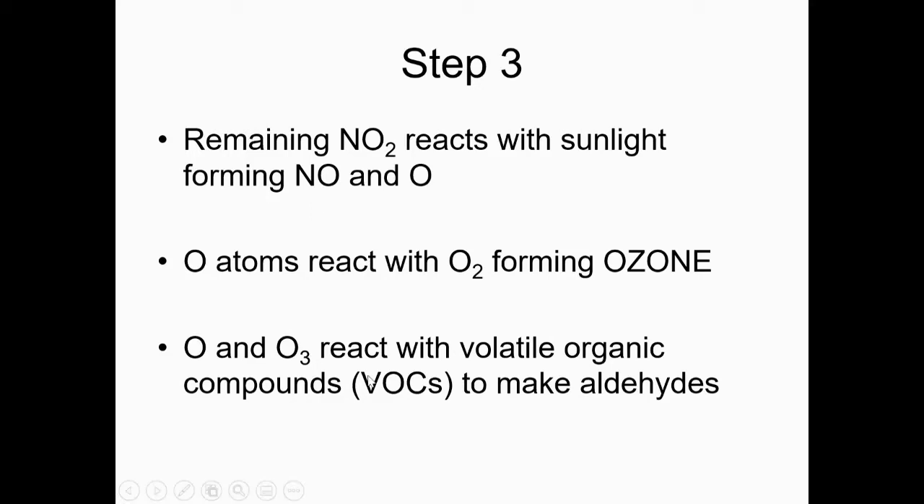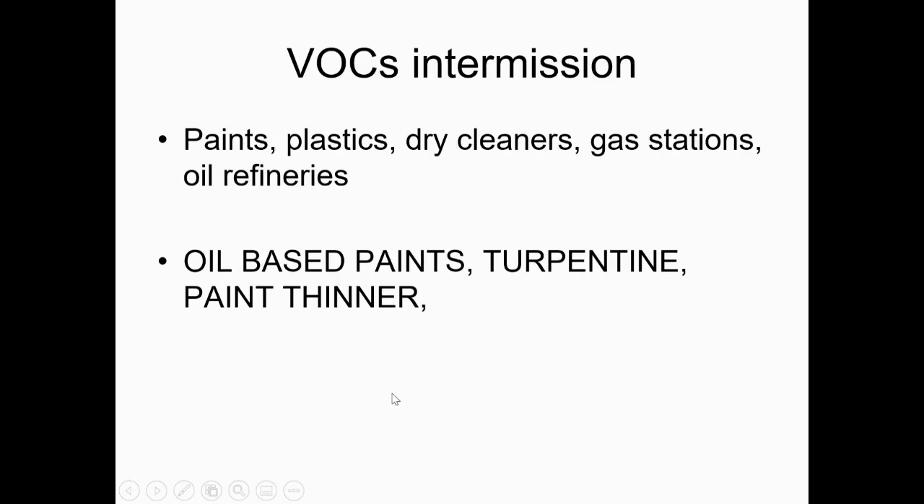The other thing is this is our other human addition, VOCs. People often think volatile means explosive. Volatile means evaporates quickly. It just so happens if you're a volatile organic carbon, you tend to also be pretty flammable. These are things like oil-based paints, turpentine, paint thinner. Their sources include paints, plastics, dry cleaners, gas stations, oil refineries.